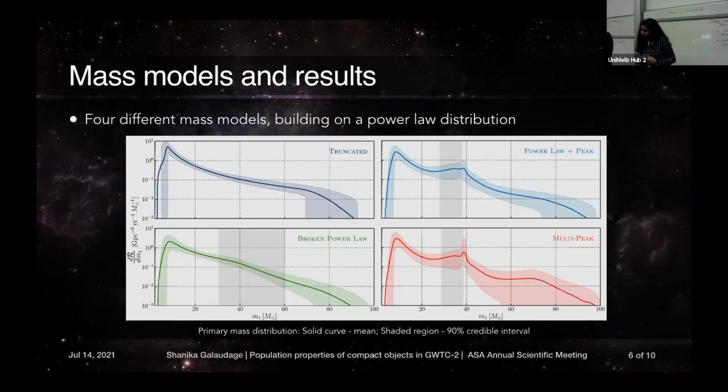We have another question from Colin Howlett. Do you fit the mass ratio at the same time as the M1 distribution? And what does GWTC2 tell us about this? And how does it change with different M1 models?